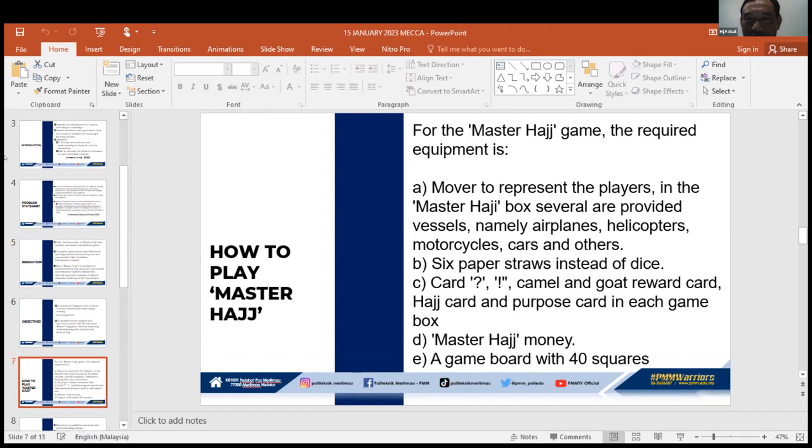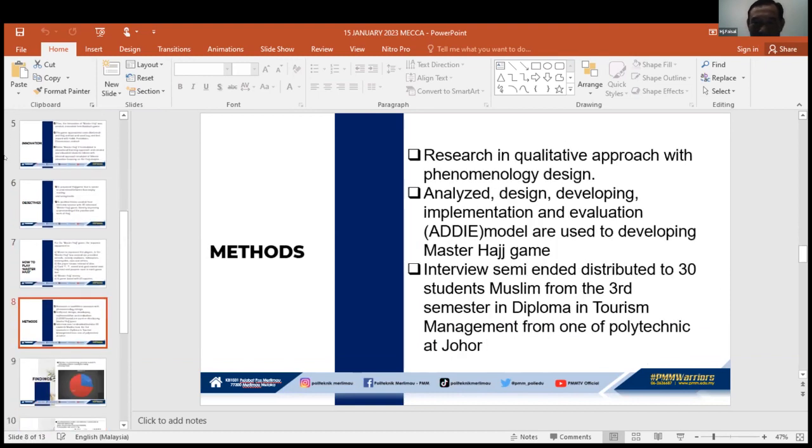For the Master Hajj game, the required equipment is firstly, a mover to represent the player in the Master Hajj box, with several provided vessels, namely airplanes, helicopters, motorcycles, cars, and others. And then there are 6 paper straws instead of dice. The card, camel and God reward card, Hajj card and purpose card in each game box. Master Hajj money, a game board with 40 squares.